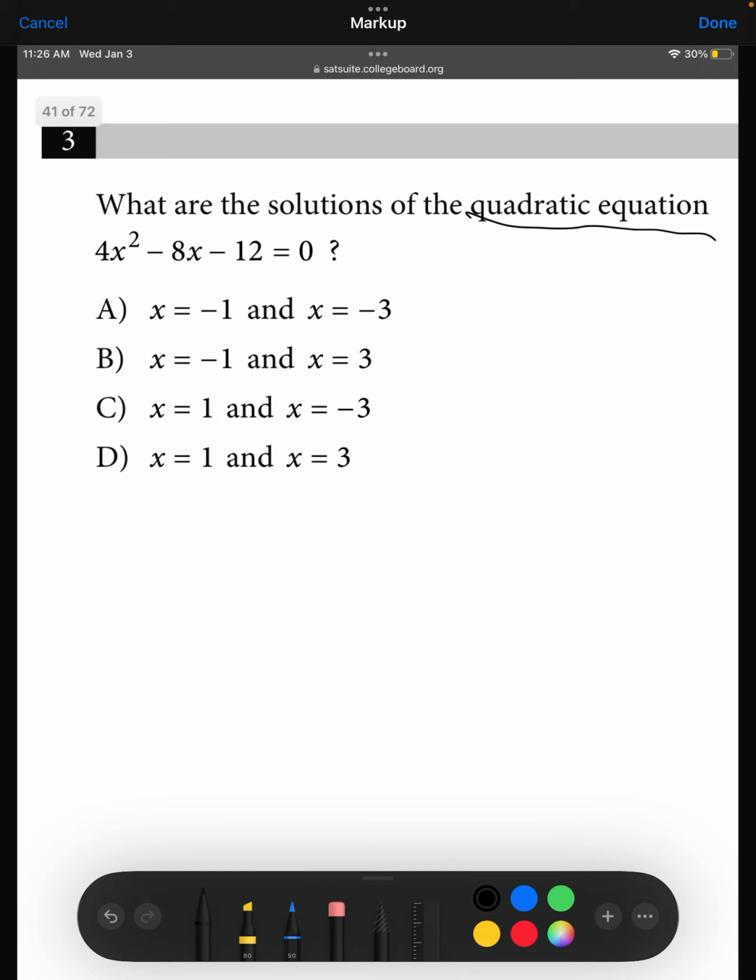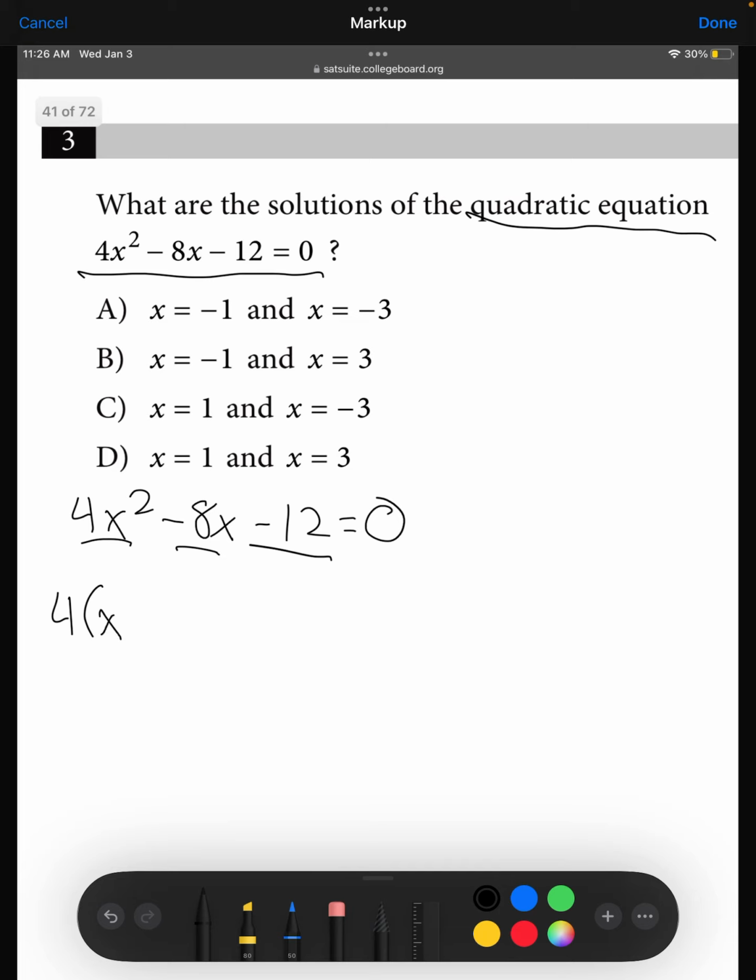What are the solutions for the following quadratic equation? We have 4x squared minus 8x minus 12 is equal to 0. Well, we see a common factor between these three, which is 4. So 4 times x squared minus 4 times 2 will give us 8, and then minus 3 will give us 12. Now we have this equation here, and this might look familiar to you because that is a regular quadratic equation where we can do a reverse FOIL.